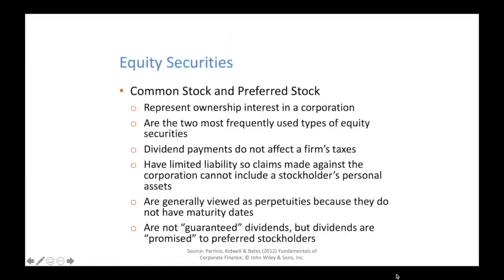Common stock and preferred stock. These represent ownership in a corporation. They are the two types of equity securities that are most frequently used. Dividend payments do not affect a firm's taxes. Common stock and preferred stock have limited liability, so claims made against the corporation cannot include a stockholder's personal assets. Also, they are generally viewed as perpetuities because they do not have a maturity date, and they are not guaranteed dividends, but dividends are promised to preferred stockholders.